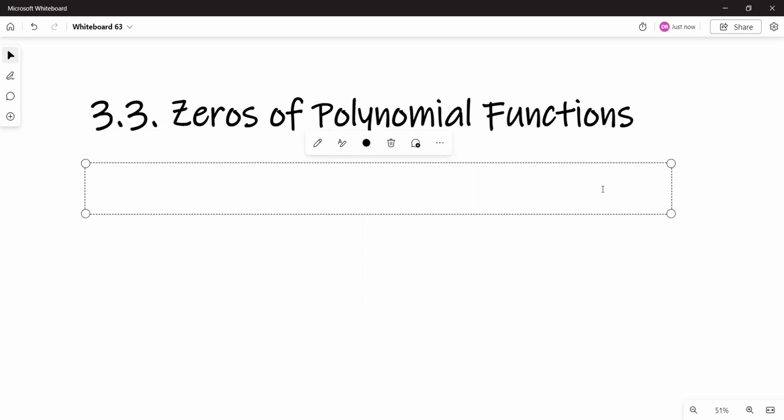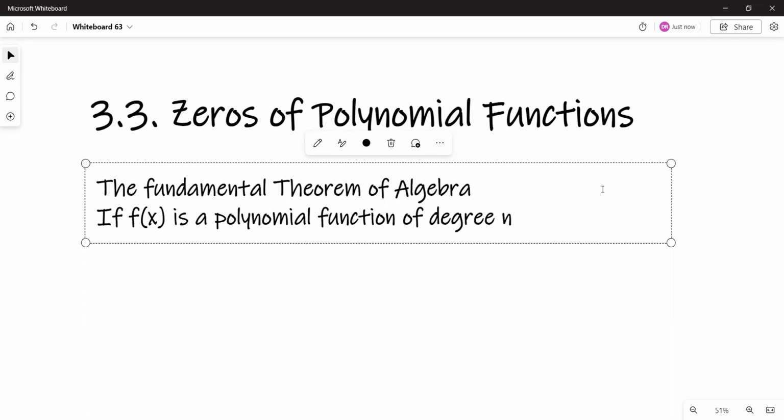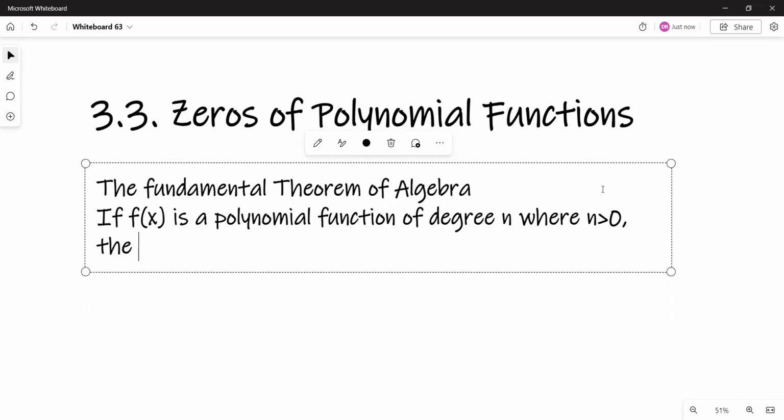This is not in the book. And the fundamental theorem of algebra says that if a function f is a polynomial function of degree n, where n is greater than 0, that is, you have at least a linear function, or if you have a non-constant polynomial, then f has at least 1 zero, which can be real or complex.